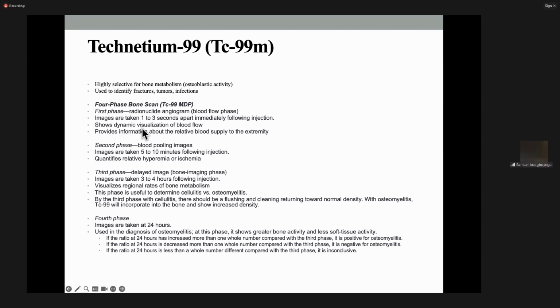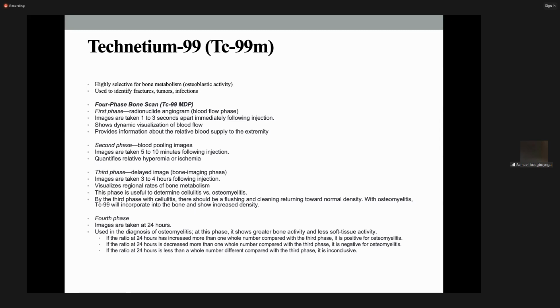So basically, with cellulitis, what you're looking for, first phase, second phase is going to be hot. You can't really tell if you have cellulitis or osteomyelitis. You have no clue. But the third phase, your delay phase, is really used for osteomyelitis, and that really differentiates between cellulitis and osteomyelitis. So if you have a positive third phase, that's more like osteomyelitis and less of cellulitis. Now, it can be a combination of both.